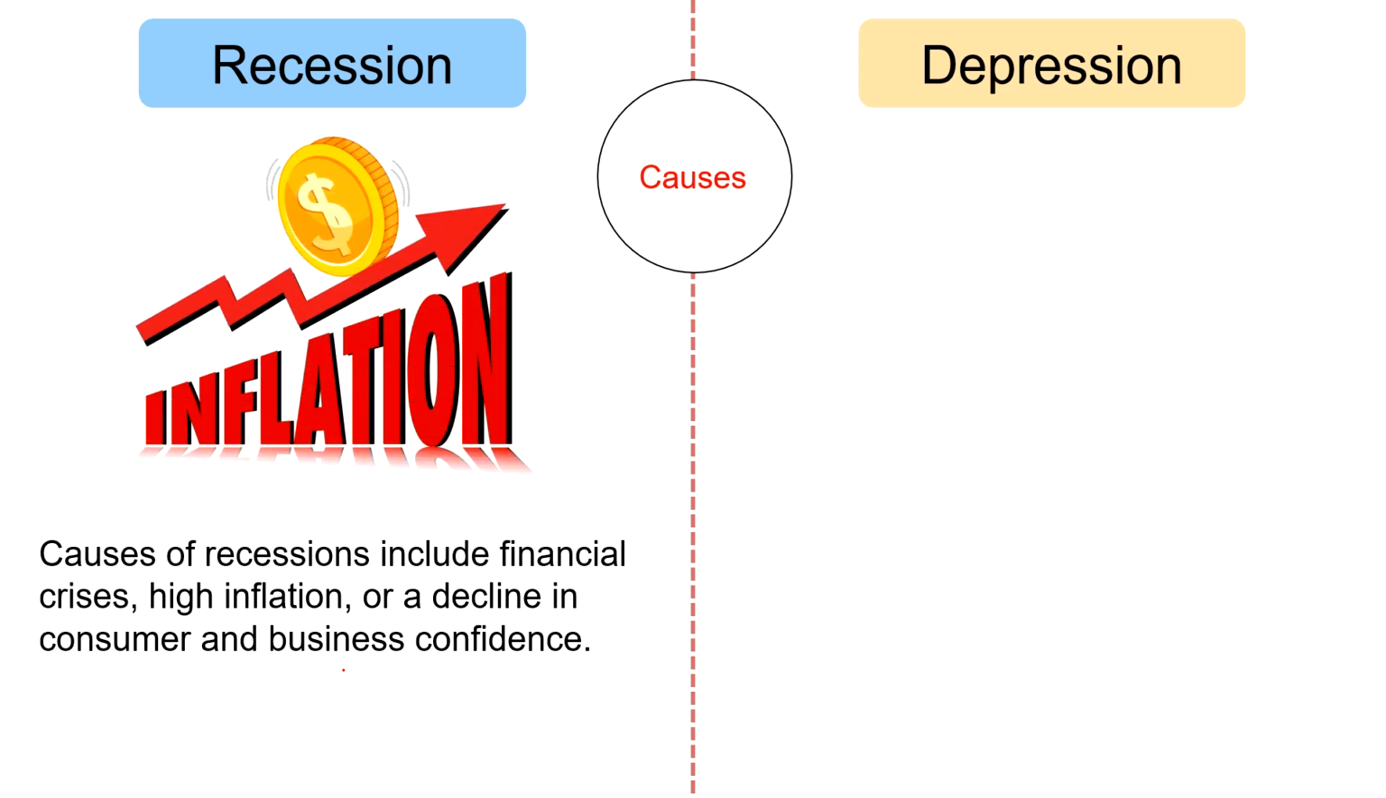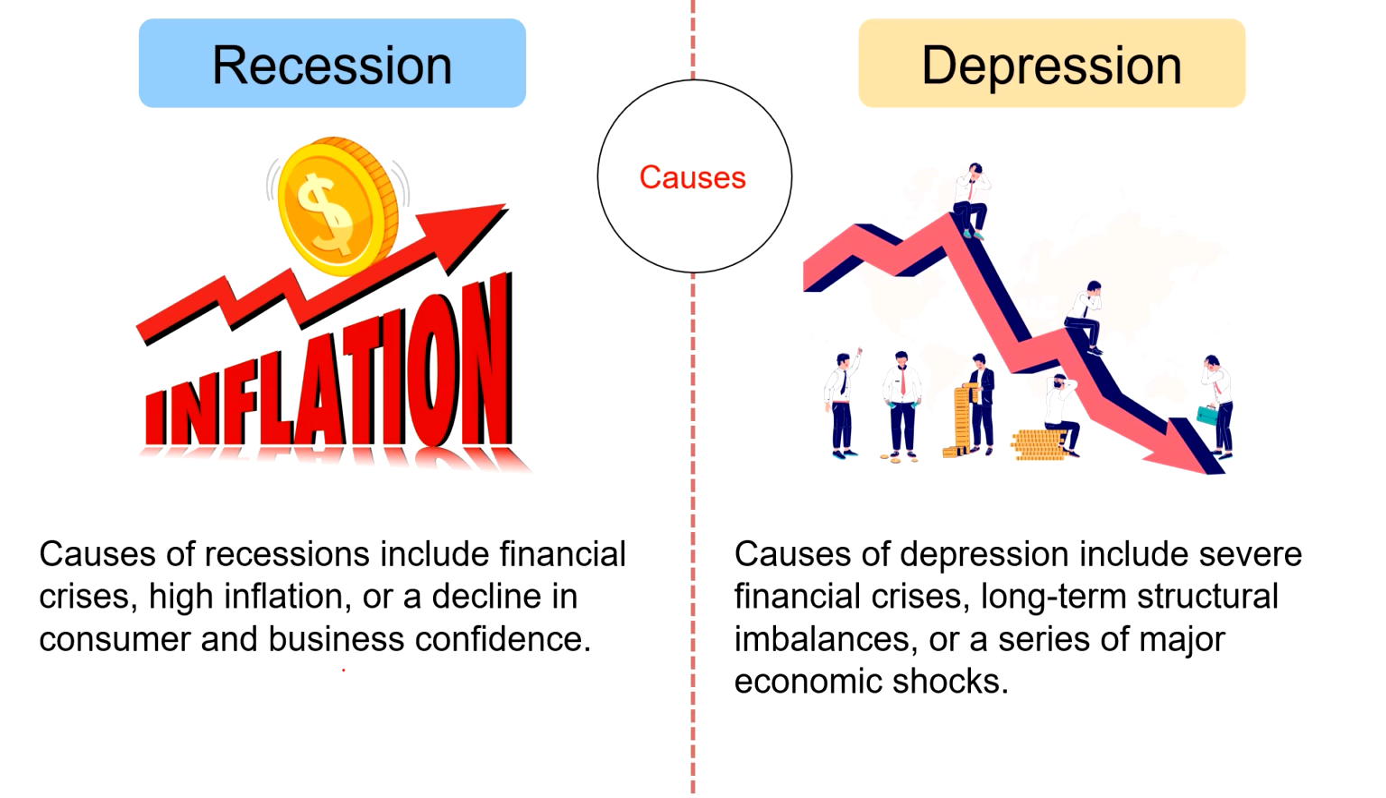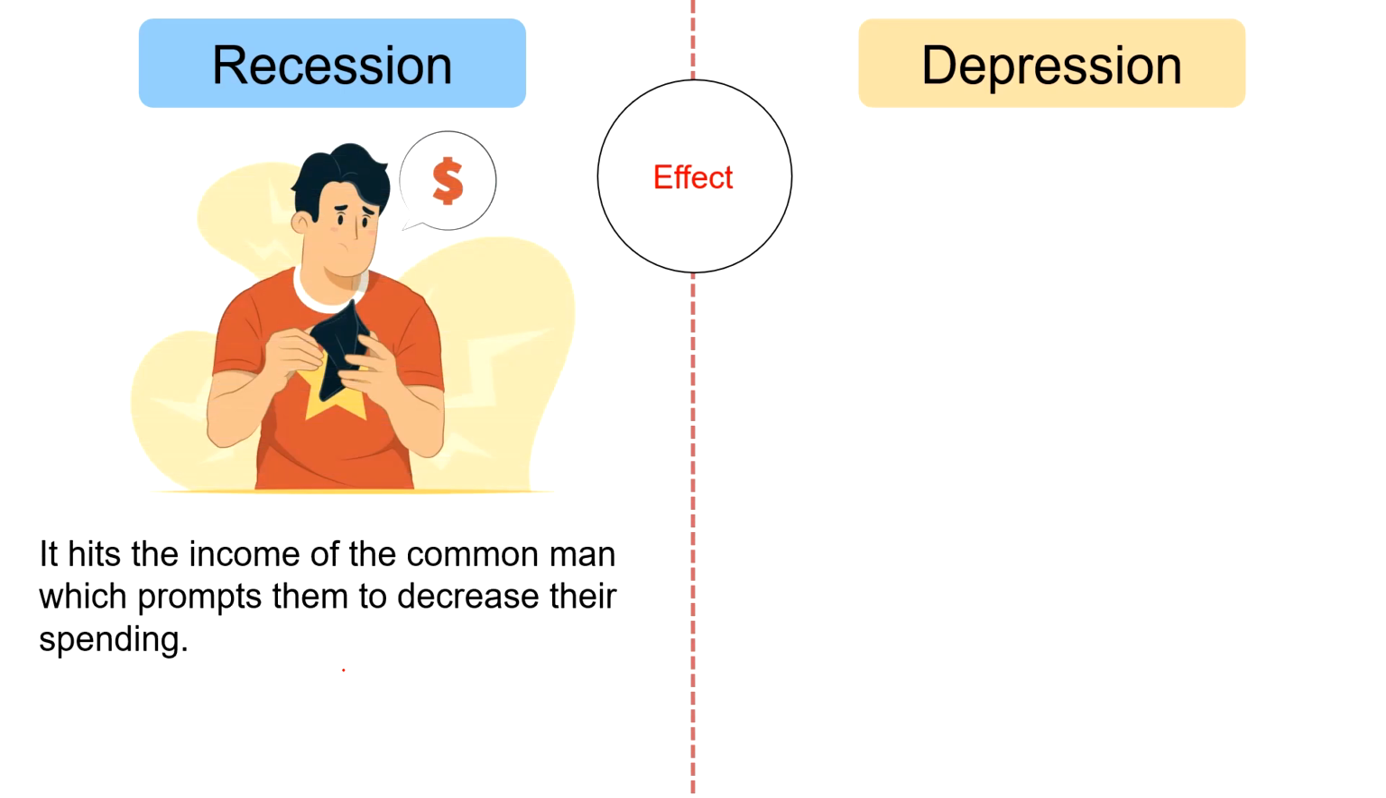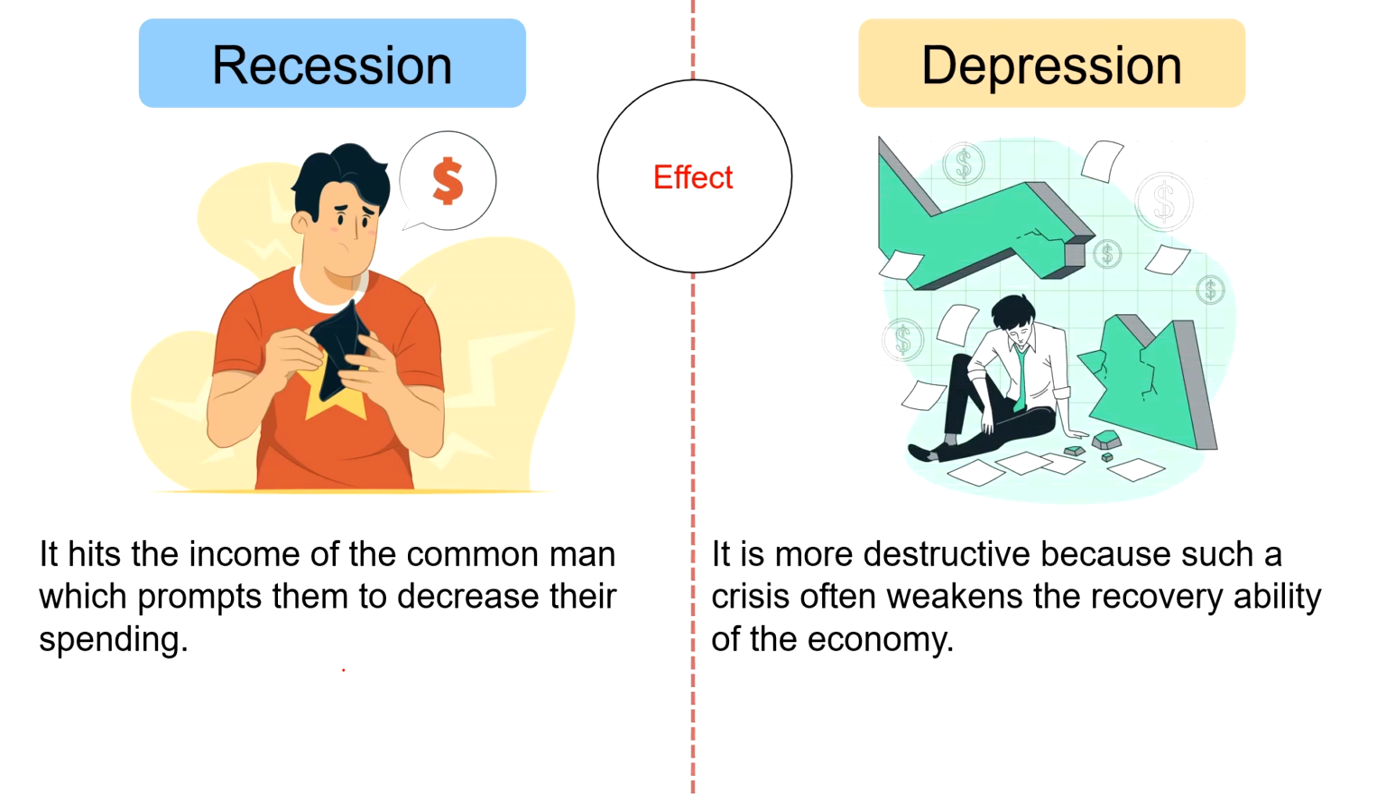Causes. Recession may be caused by various factors including financial crisis, high inflation, or a decline in consumer and business confidence. As against, the causes of depression include severe financial crisis, long-term structural imbalances, or a series of major economic shocks. Next, effect. While recession hits the income of the common man, which prompts them to decrease their spending, as a result of which businesses cut jobs and so overall investment is reduced. As against, depression is more destructive because such a crisis often weakens the recovery ability of the economy.